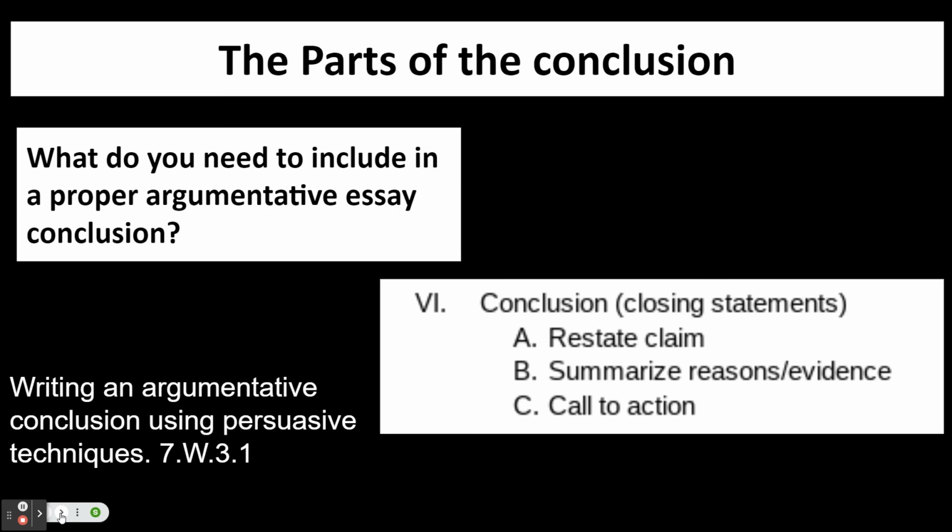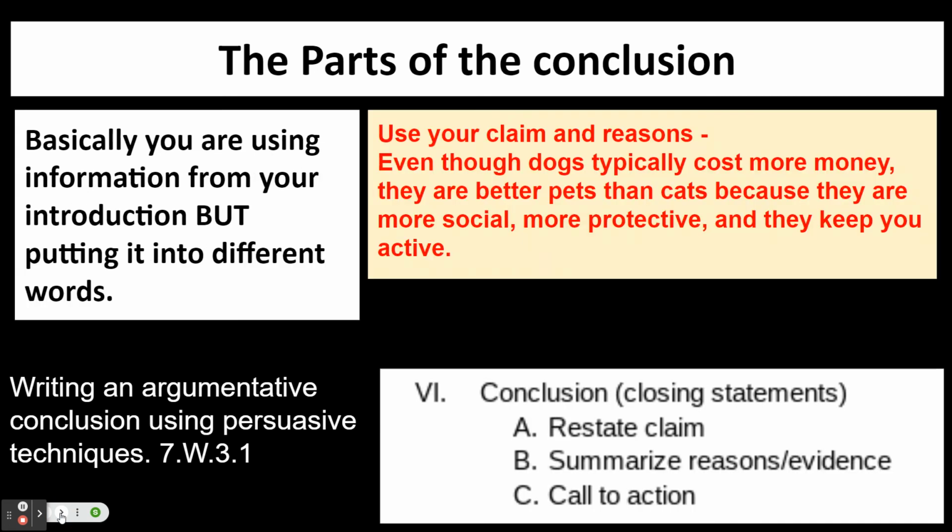So you want to restate your claim. You already have that. You just need to say it a little bit different. Summarize your reasons and evidence. You already have reasons and evidence now. And then you have a call to action or a very strong statement to end it with. Let's look at an example. So you're using information from your introduction, but you have to put it in different words.